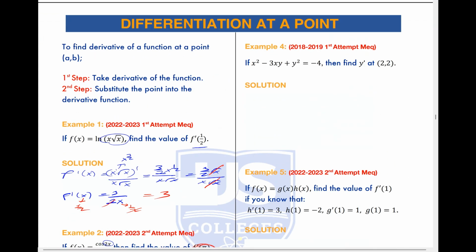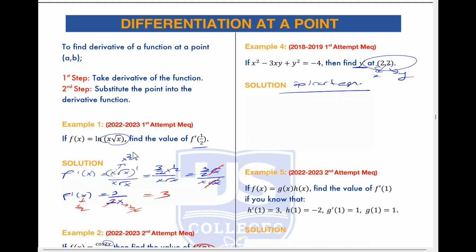Okay, let's continue with another question involving implicit equation. So when you have implicit equation, how do you solve? You are given a point. If there is implicit equation, you have an x value, you have a y value. So in the equation you have x and y, so you have everything that you need to solve the question. So all you need to do is take derivative and substitute 2 for x, 2 for y.